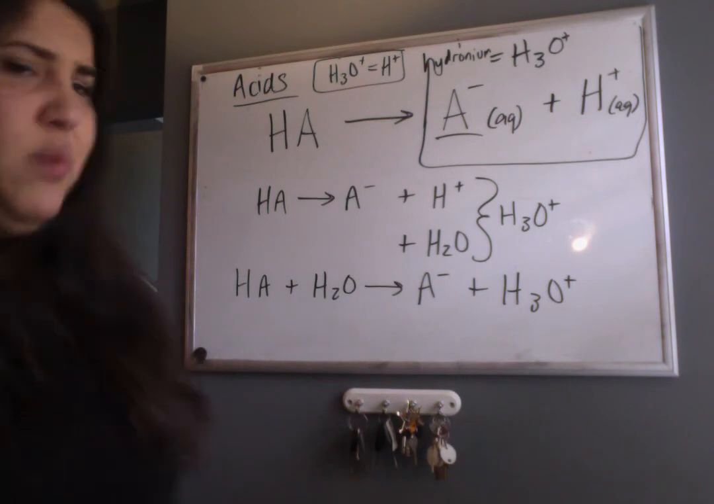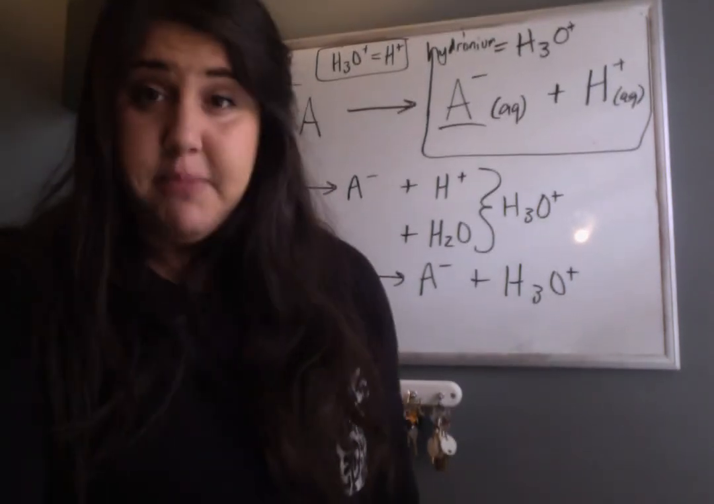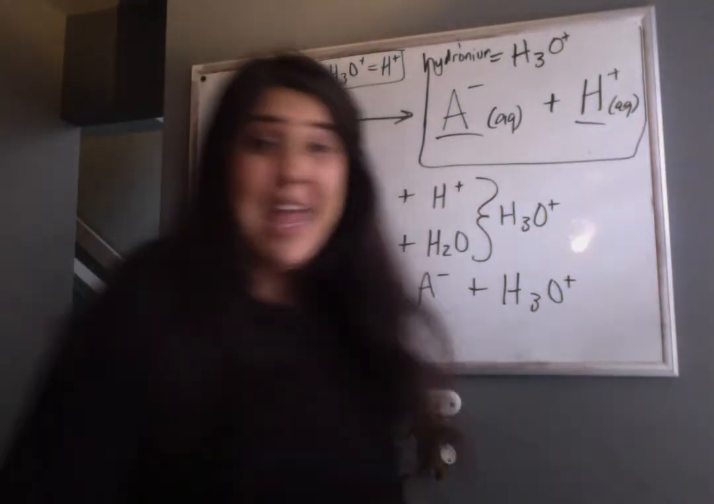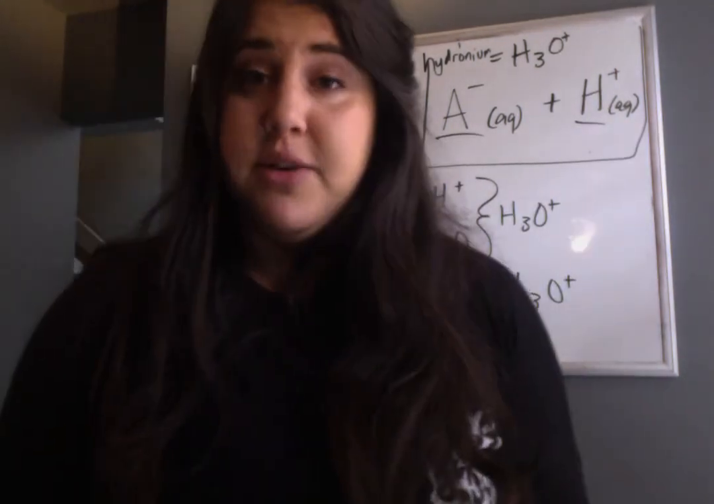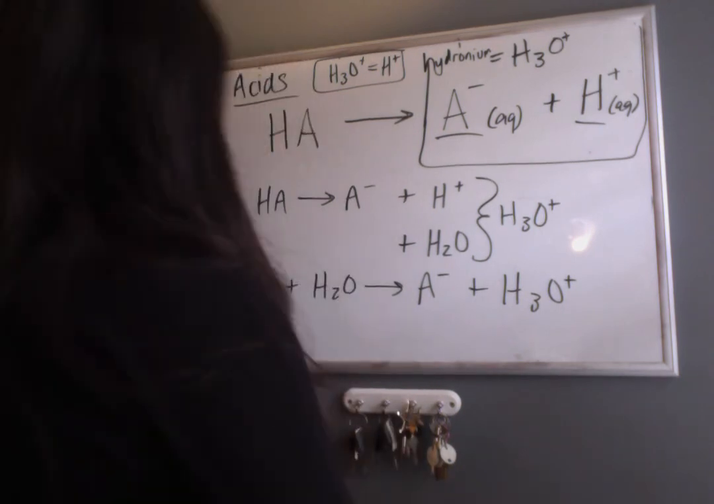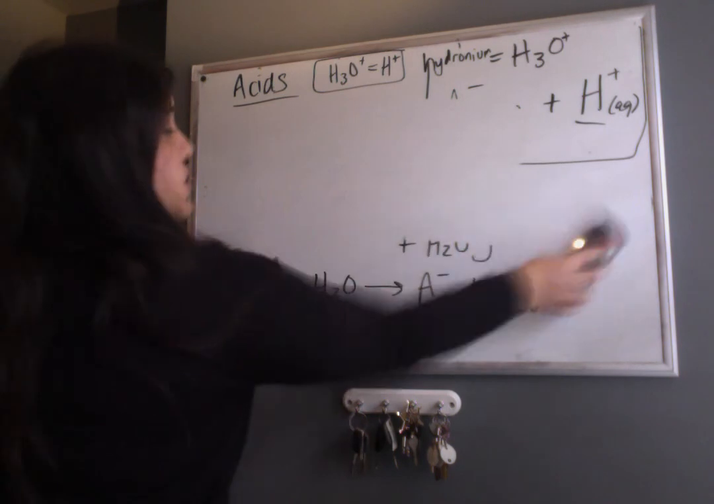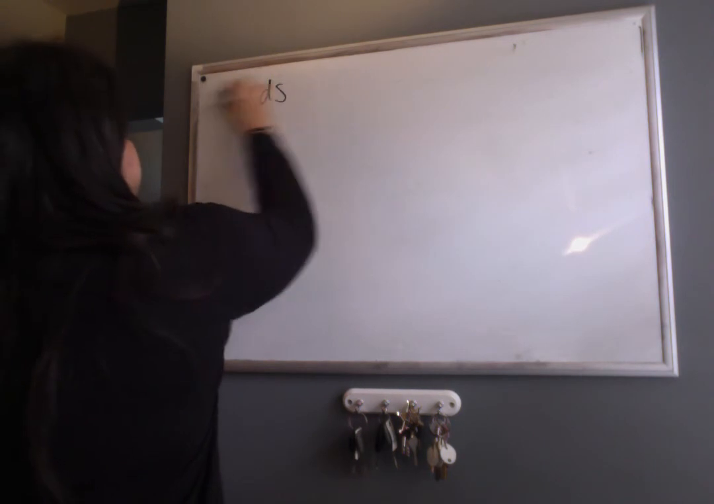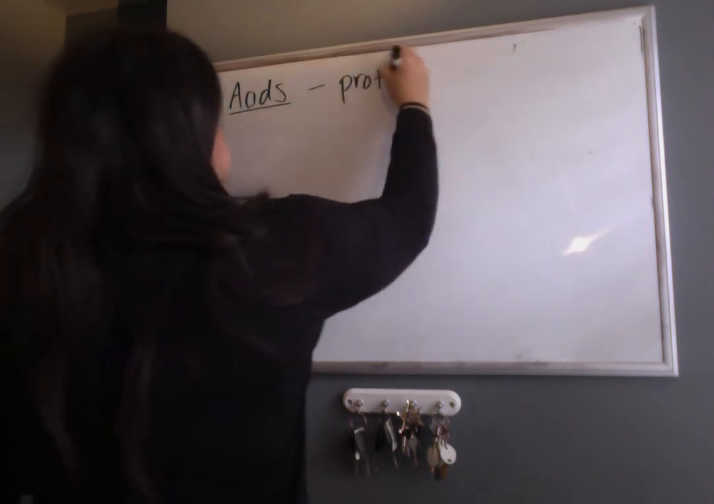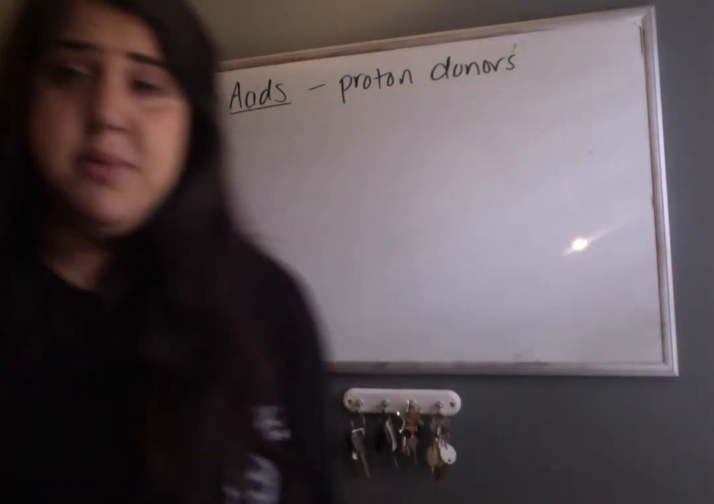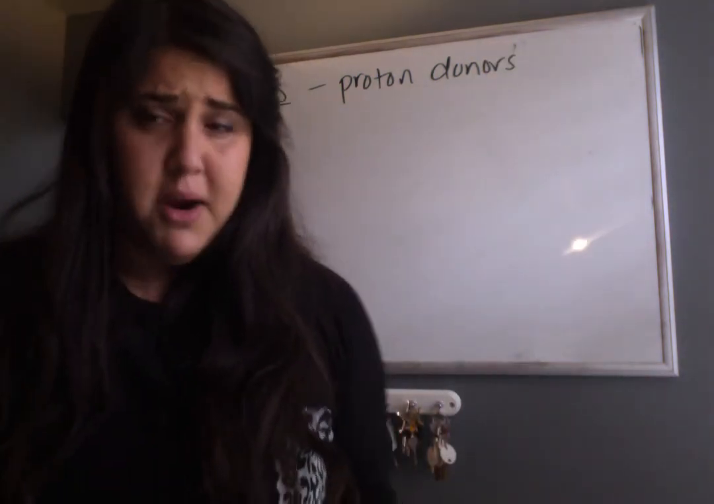So now we've come up with another theory, because of that weird thing with ammonia and that weird thing about how we can't find H plus. We've come up with a new theory called the Bronsted-Lowry theory. The Bronsted-Lowry theory is pretty simple and defines acids and bases in two words. We say acids are proton donors.